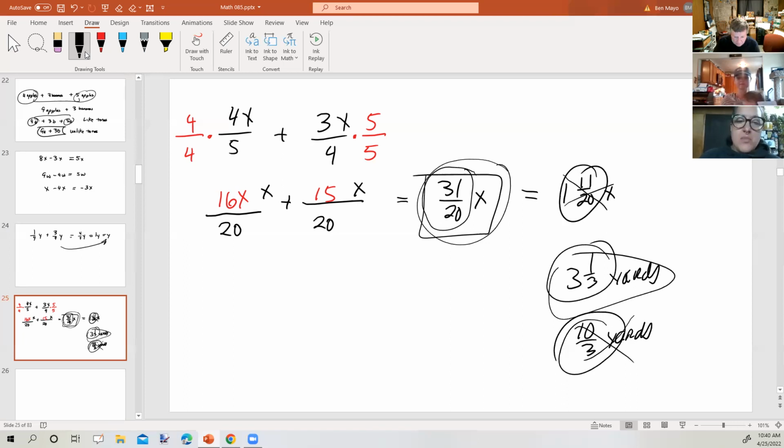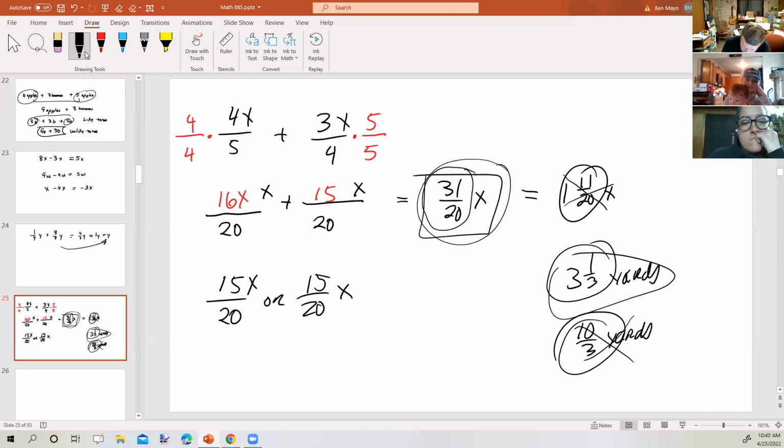Does it matter when you move the x around? So like 15x over 20 or 31 over 20x? Good for you for picking up on that. So let's go with 15x over 20 or 15/20 x.